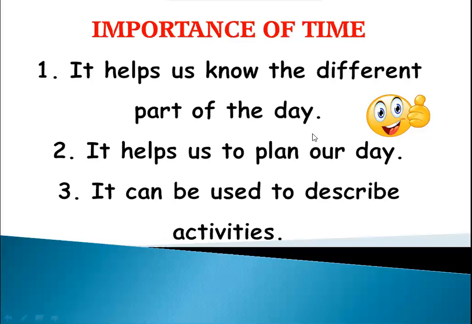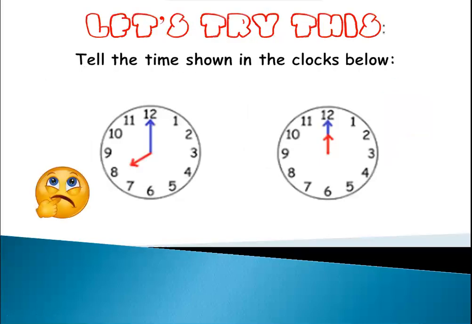It can be used to describe activities. Like I said, I'm going to school in the morning. I'm eating my lunch in the afternoon. I use time to describe the activity. And so when it's 9 p.m., I want to sleep. How do I know that it's time to sleep? Because I know that 9 p.m. is night and then it's time to sleep. So time helps us to describe the activities that we do. We understand that.